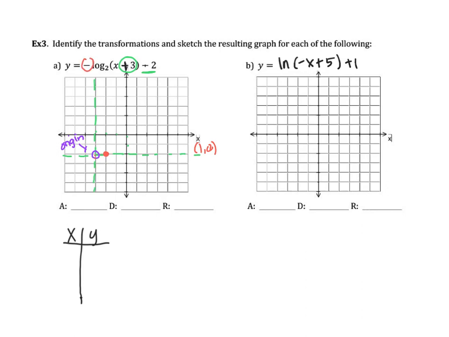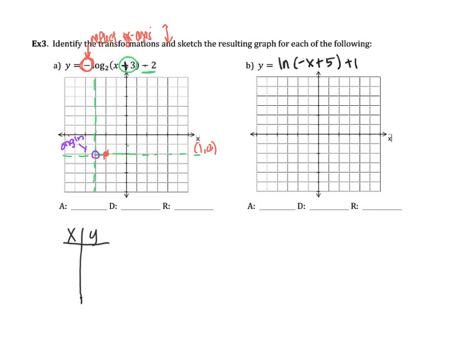Now I have a negative here in front, so that's going to be a reflection over the x-axis. It's a vertical reflection, so that's a reflection going up and down. Typically your logarithmic function would be going up and to the right, except now because I have my reflection, it needs to be going down and to the right.